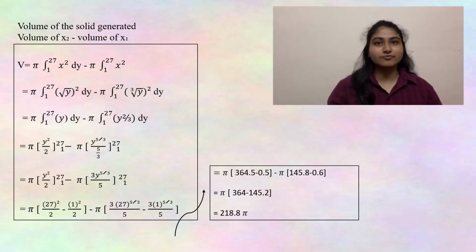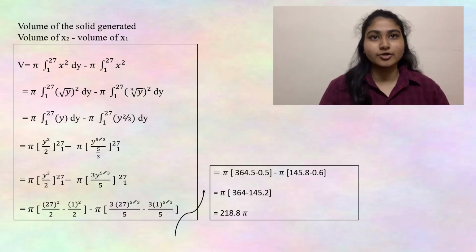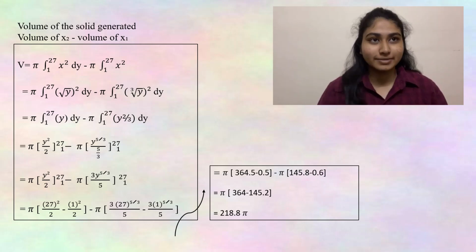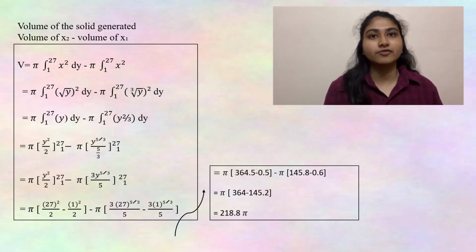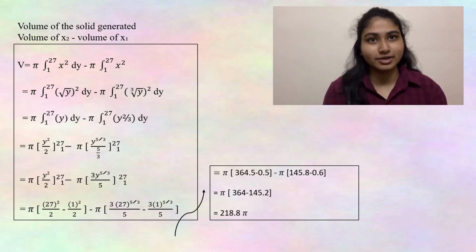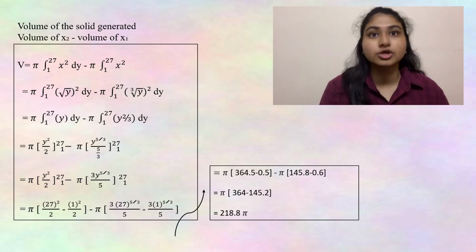And the next step will be pi in bracket 364.5 minus 0.5 minus pi in bracket 145.8 minus 0.6, and we have to factorize the pi out, and it will be pi in bracket 364 minus 145.2. We will get 218.8 pi.